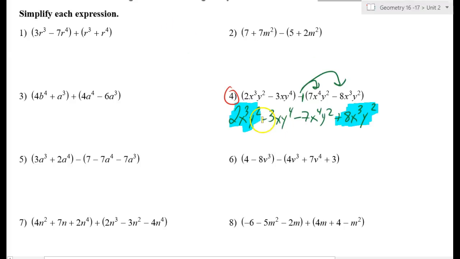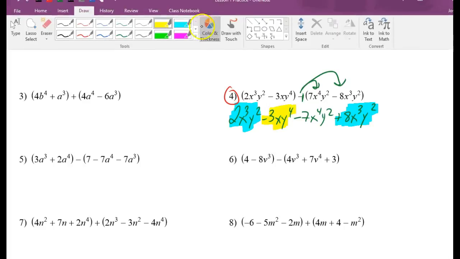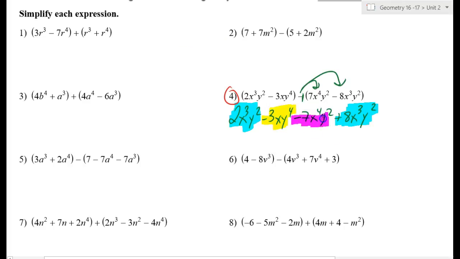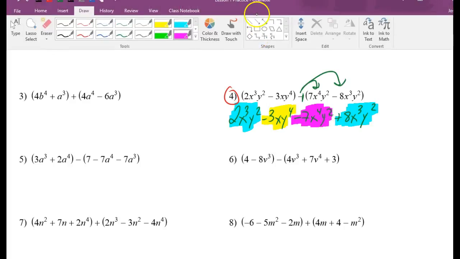I have the next one is -3x y to the fourth. I don't have any other term like that, so that's going to be its own term. And then the same thing with the last term here, -7x to the fourth y squared. It is its own term, so there's nothing that can be combined.